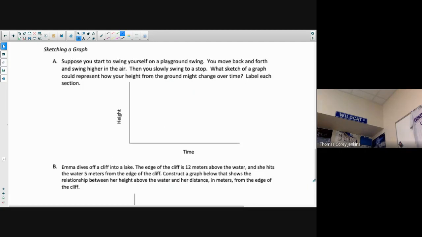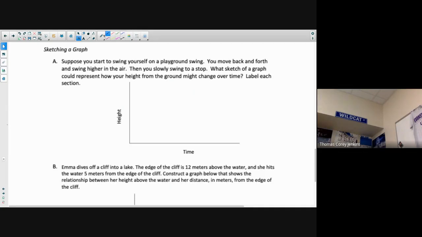And then the last one, we actually have to draw our own graph here, okay? So this is where you kind of tie it all together. A says, suppose you start to swing yourself on a playground swing. You move back and forth and swing higher in the air. Then you slowly swing to a stop. What sketch of a graph could represent how your height from the ground might change over time? Label each section. Okay, so your height off of the ground.